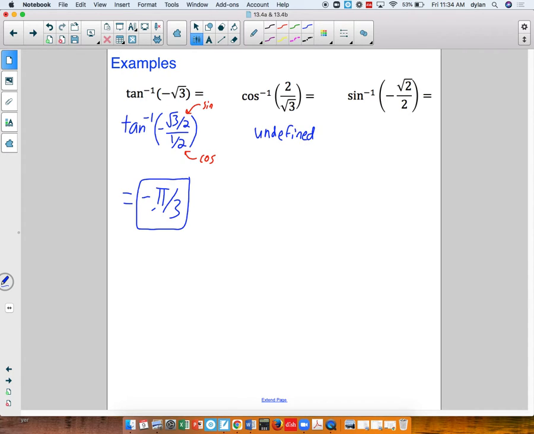And then finally, for the inverse sine of negative root 2 over 2, root 2 over 2 has an inverse sine of pi over 4. And because it's negative and sine goes from negative pi over 2 to positive pi over 2, the answer here would be negative pi over 4. So that's just a quick review, to wake your brain up to these inverses before we dive into our three new trig functions we're going to look at today.